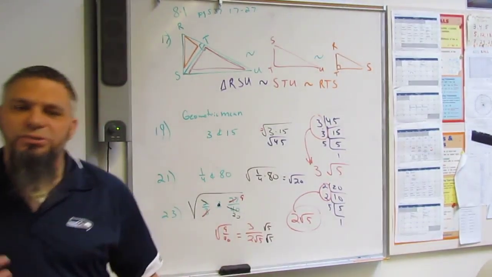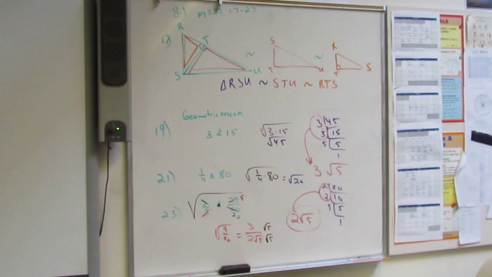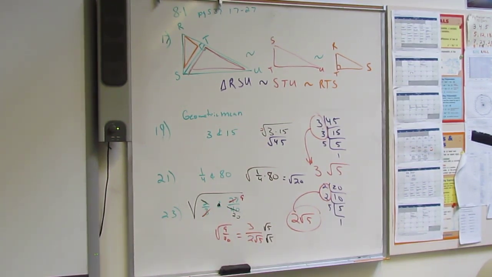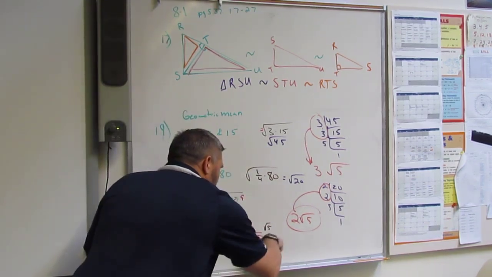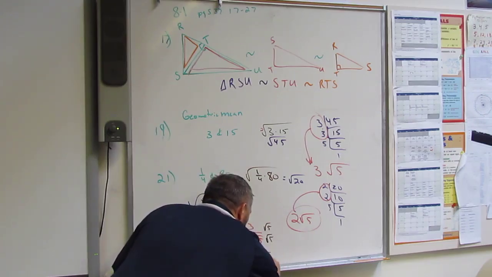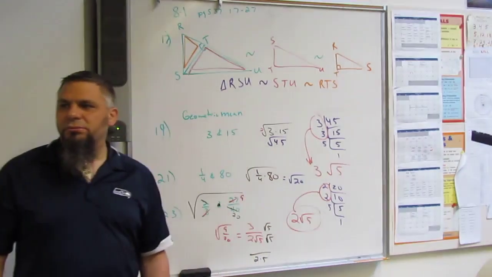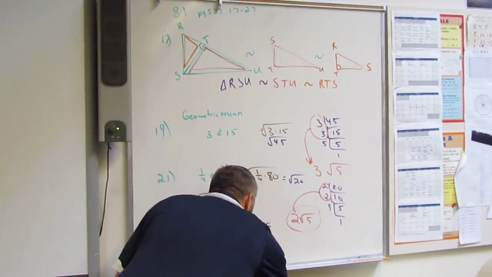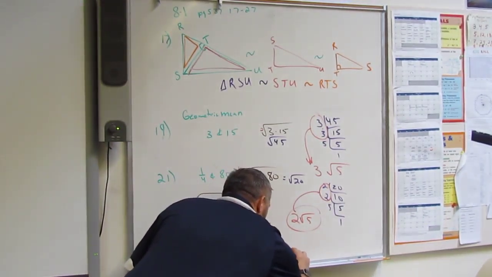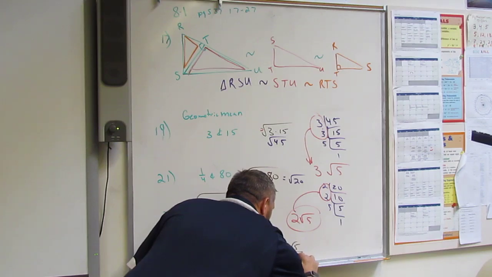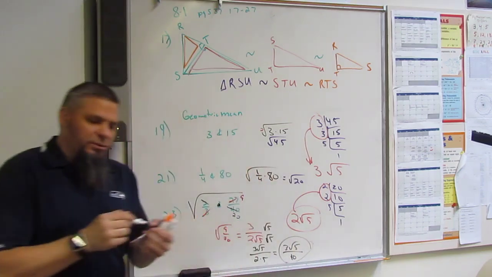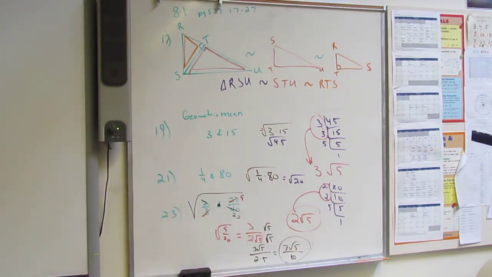Because what is the square root of 5 times the square root of 5? The square root of 25, right? And what's the square root of 25? 5. That's all you're doing. Okay? All you're doing is multiplying these guys so you get 2 times 5, right? And you get 3 square roots of 5. And that equals 3 square roots of 5 over 10. Okay? And that's what you're doing. That's it. Okay? And that's geometric mean in radicals.